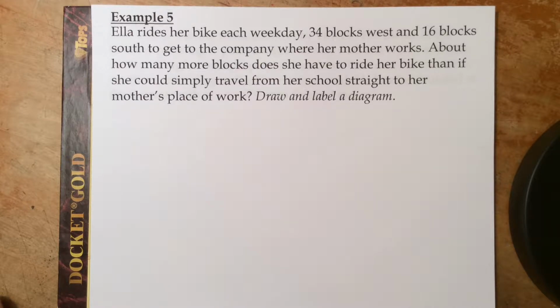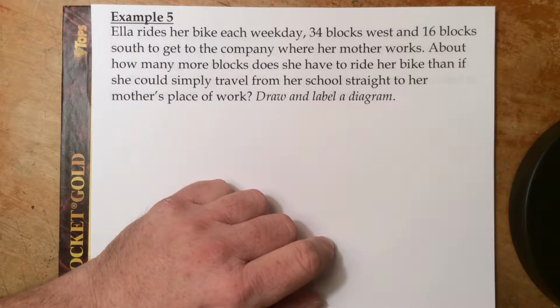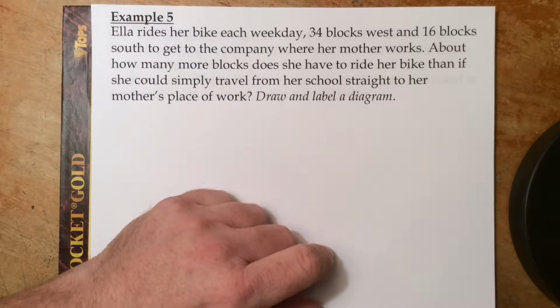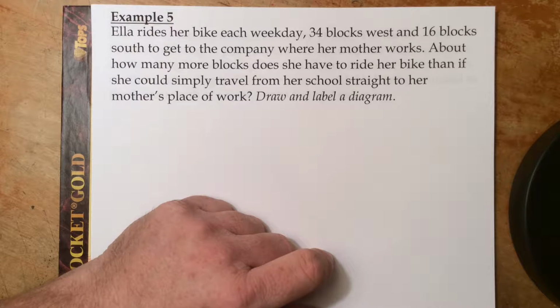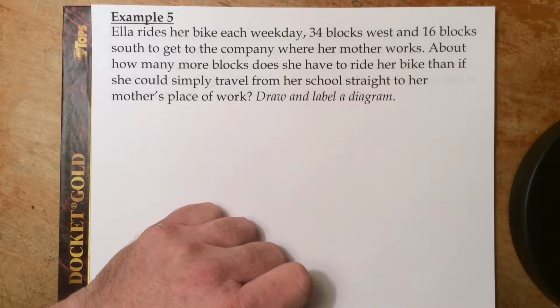Example 5. Ella rides her bike each weekday 34 blocks west and 16 blocks south to get to the company where her mother works. About how many more blocks does she have to ride her bike than if she could simply travel from her school straight to her mother's place of work? Draw and label a diagram.